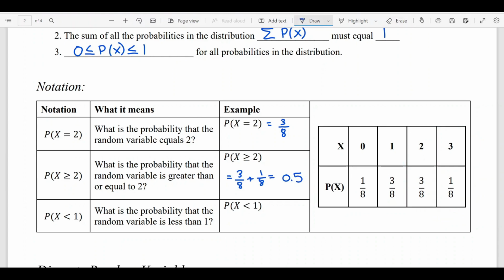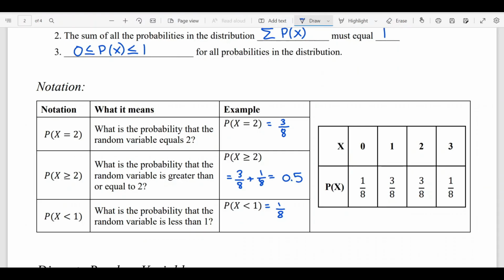And then the probability X is less than 1. Now, 1 is not included. It's just everything less than 1. Okay, so 1 is not included there. I don't have the line underneath my inequality, which means that this probability is equal to 1/8. Okay, so that's how we find some of these probabilities and then the notation that we associate with them.